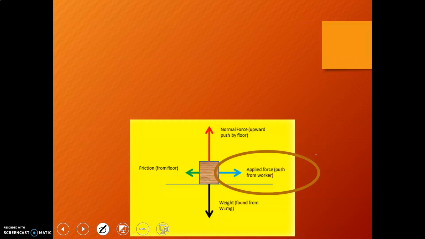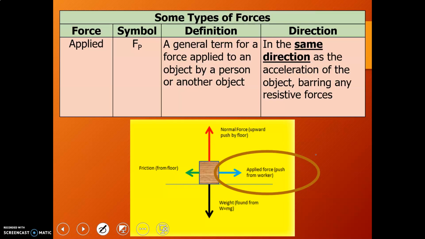All right, next we're going to look at an applied force. An applied force could be a push from a person. So it's a push or a pull. Force applied is recognized by the symbol Fp. We can't use Fa because that's already taken with air resistance. So we do applied, has two P's, so Fp.